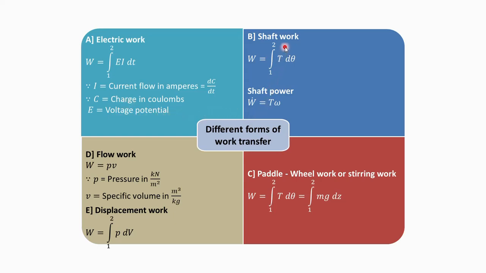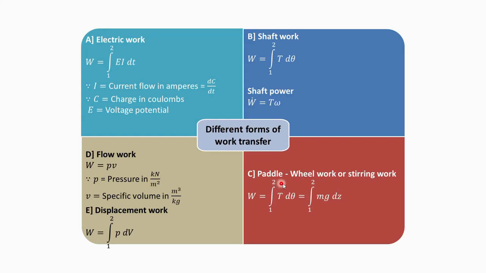Then another important one, as far as the mechanical work is concerned, is integration of 1 to 2 of T d theta. Now if you differentiate this with respect to time, then the rate of change of work is nothing but power. Torque is a constant and the rate of change of angular displacement is nothing but the angular velocity. So shaft power is W dot, that is equal to T into omega.